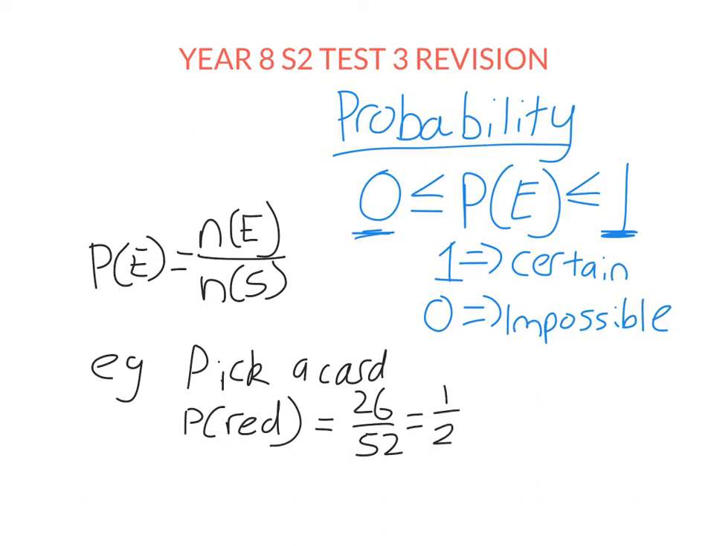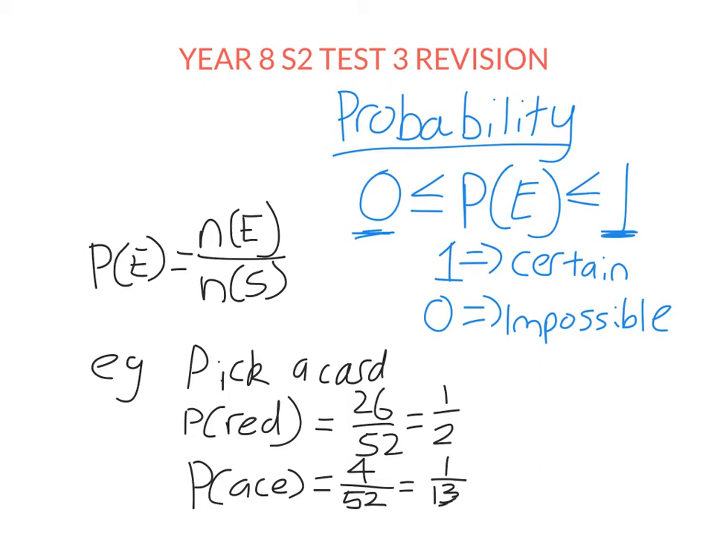That makes sense because in a deck you have red cards and black cards, two options. The probability I get an ace, for example: there are 4 aces in a deck, ace of hearts, ace of spades, ace of clubs, ace of diamonds. There's 4 out of the 52 cards in total, and that simplifies to 1 over 13.